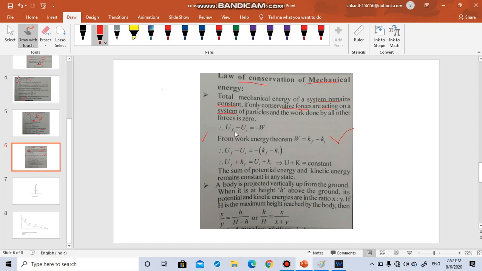But when you try to express this in terms of potential energy, if you do Uf minus Ui, you have to take minus W. Equating these two, you get Uf plus Kf is equal to Ui plus Ki, or U plus K is equal to constant. This is already established. We have seen this. Why here Uf minus Ui is equal to minus W are we taking?